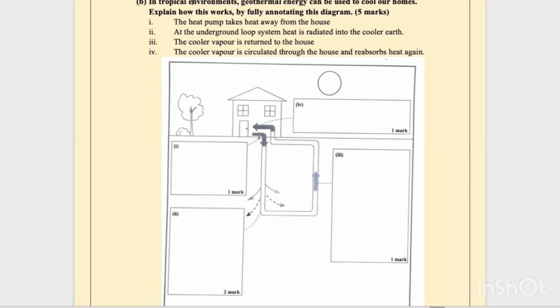The air or vapor, whatever form it is, is taken away from the home, right? It goes down into an underground loop system where the heat is, look at the arrows, the heat is radiated into the cooler earth, right? Because underground, the temperature of the earth is constant. So it's radiated out, right? Once that happens, the cooler air is returned to the house. And at 4 here, the cooler air is circulated through the house, right? Cooling the house as well as reabsorbing heat again to start the process again.